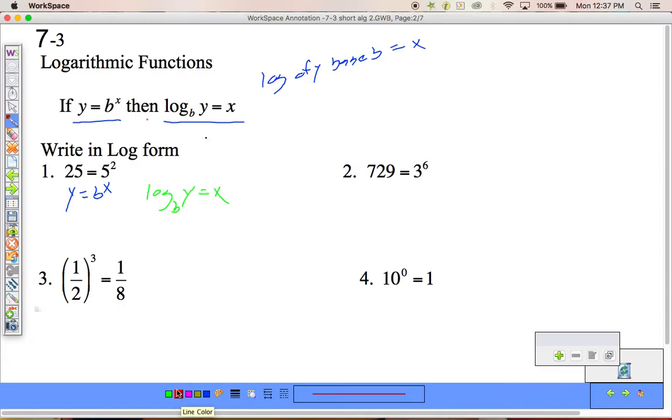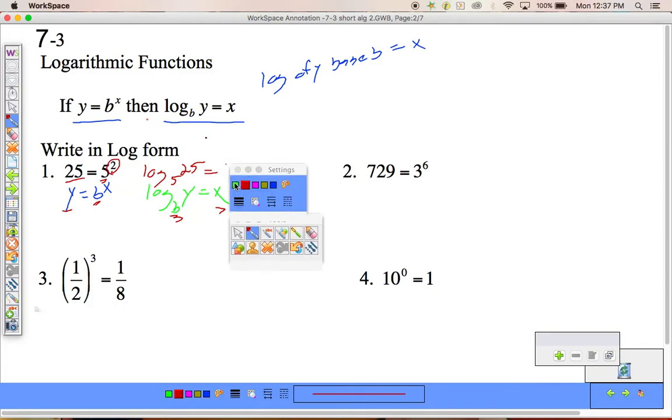So I'm just going to pick out my pieces. So I'm going to say the log of my y value, 25, base b, which is my 5, equals my x value of 2. So mathematically, log of 25 base 5 equals 2 is the same as 25 equals 5 squared. Just got to be able to go back and forth between them.